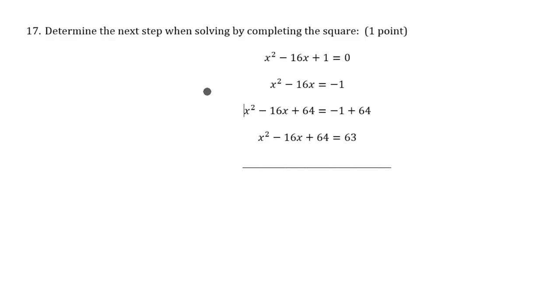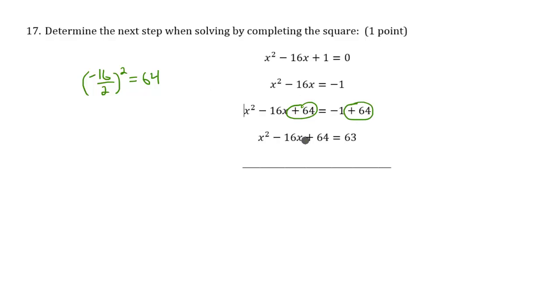Question number 17 is asking us to figure out our next step. So right in here at this point there is a negative 16 for our B term, right? Remember, our B term is in front of the x. And they took that negative 16 divided by 2 and squared it, which ended up being 64. That's what was added to the left side and to the right side.